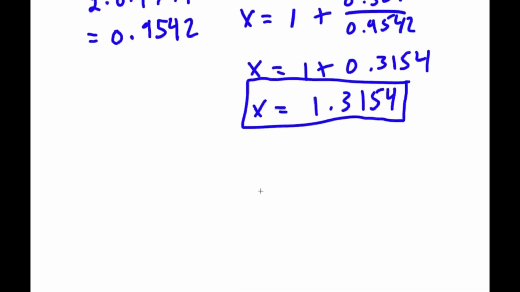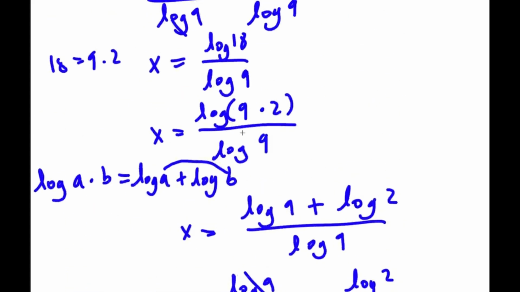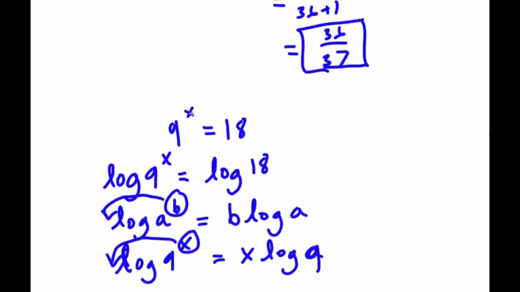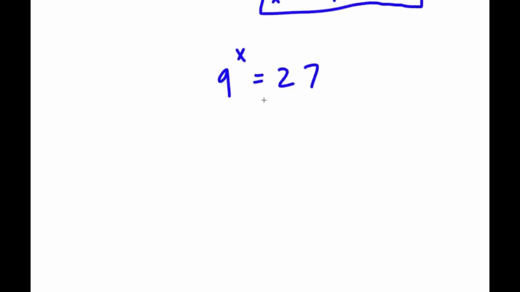And now I'm going to give you guys a similar problem, which is much easier, and it doesn't require any logarithms. So our original problem was 9 to the power of x is equal to 18. Now I'm going to give you guys 9 to the power of x is equal to 27. So I'm going to ask you guys to pause the video and try to solve this problem.